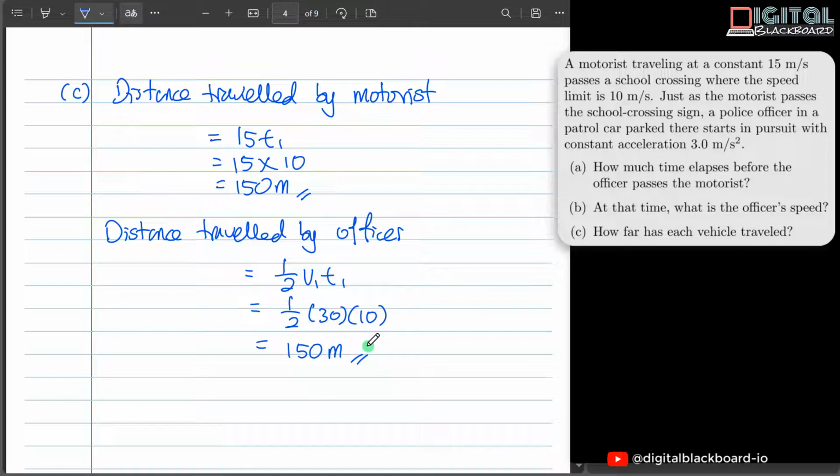Okay, we have solved the entire question using both kinematic equations and the graphical method using the VT graph.